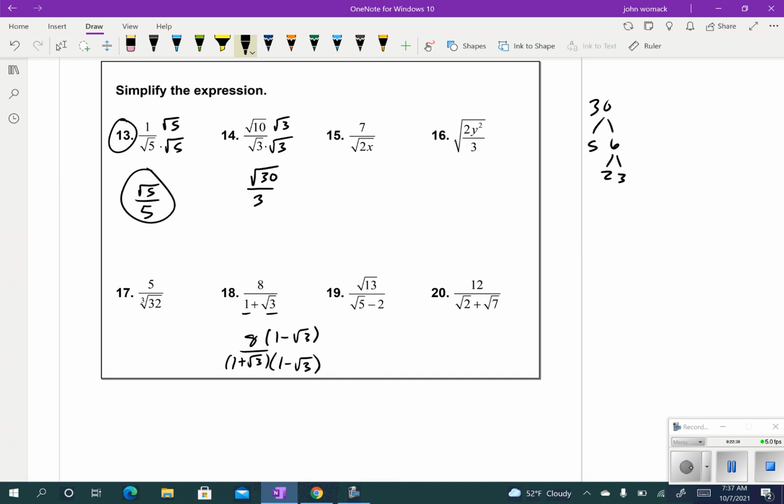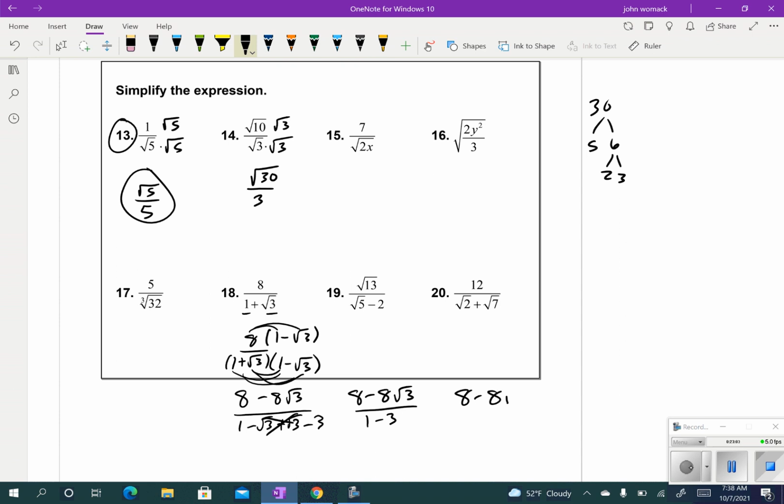Okay, now I'm just going to multiply this out. That would be 8 minus 8 square root of 3. On the bottom, this would be 1 minus square root of 3 plus the square root of 3 minus square root of 3 times the square root of 3, which is 3. Well, what will happen when you times by the conjugate is those middle terms that have the square roots will cancel out. So now I have 8 minus 8 square root of 3 all over 1 minus 3. 1 minus 3 is negative 2.